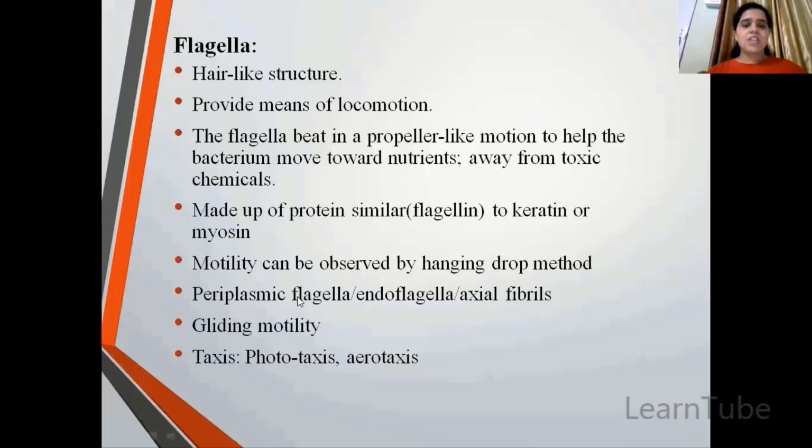Depending upon the state, there may be axial fibrils. These are the names given to flagella depending upon their position. If its origin is from the periplasm, it is called periplasmic flagella. If its origin is from the cytoplasmic membrane, it is known as endoflagella. If it is present in the axial position, it is known as axial fibrils. So depending upon the position, the name varies. Gliding motility is also a term which relates to movement of bacteria. Taxis also stands for movement. Phototaxis is movement towards the light. Aerotaxis is movement towards the oxygen.